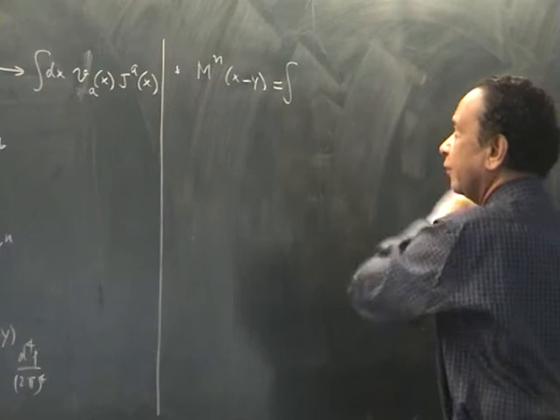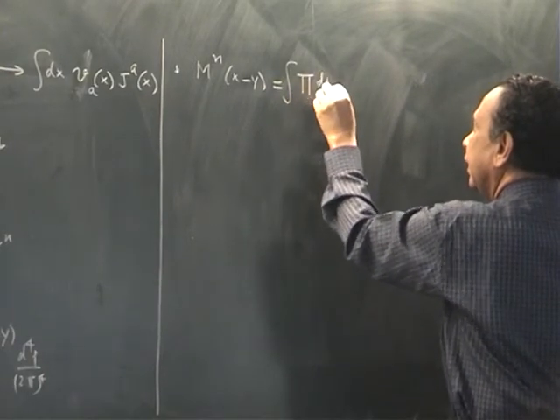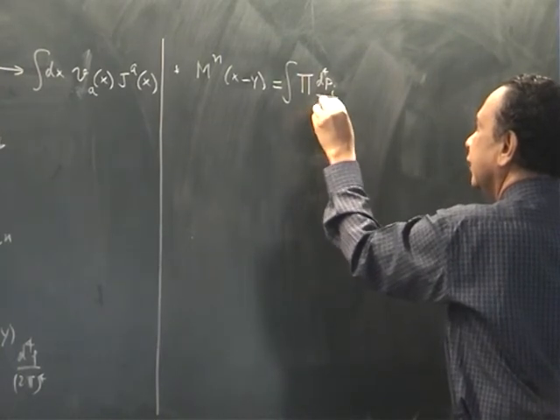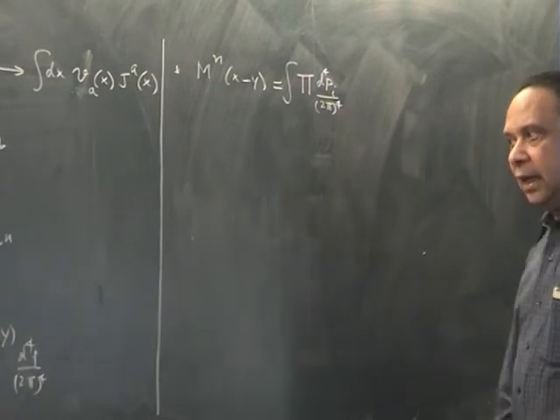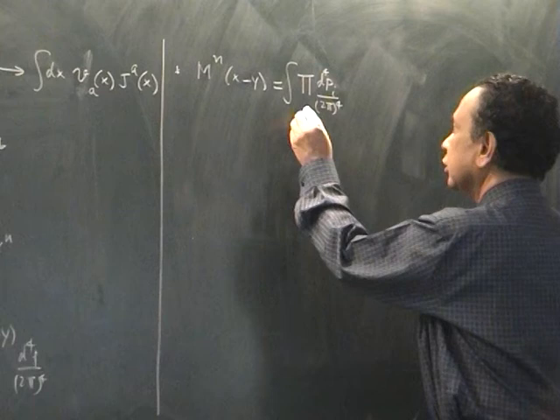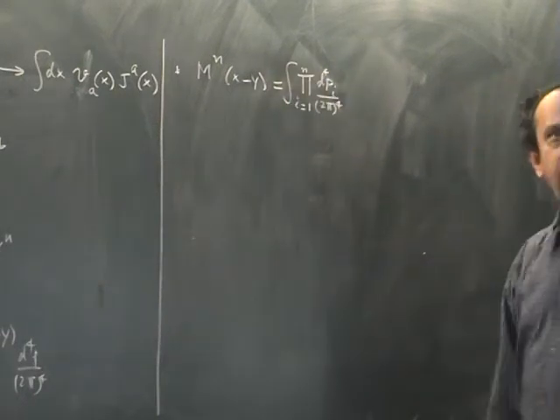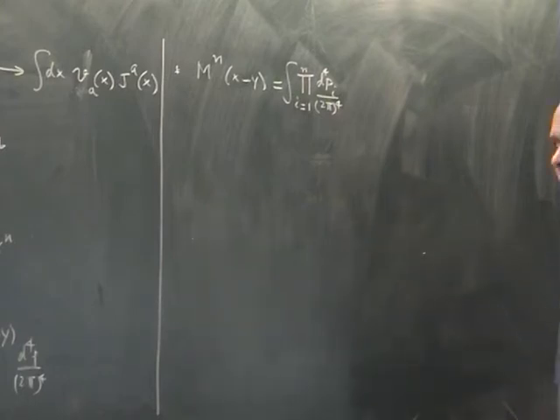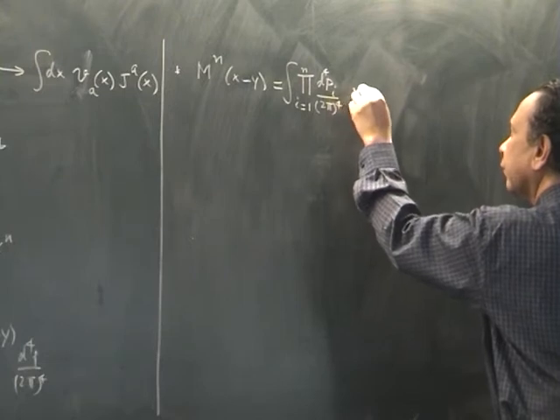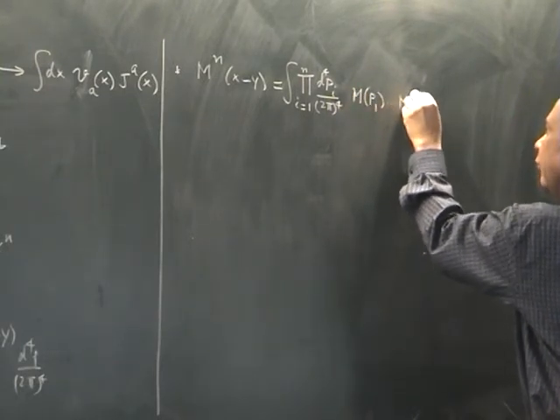So I am going to have integral over d4pi upon 2 pi to the power 4 for each one of them. And I want n copies of this, so each one of them will have a p. So i goes from 1 to n. That takes care of the integral. Then I am going to have m of p1, m of p2, up to m of pn.